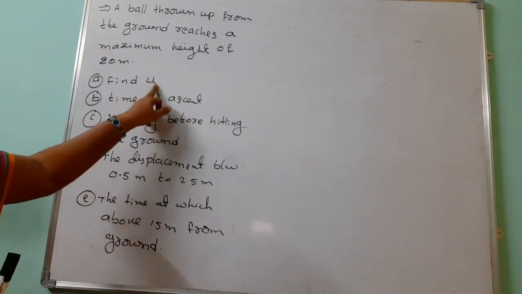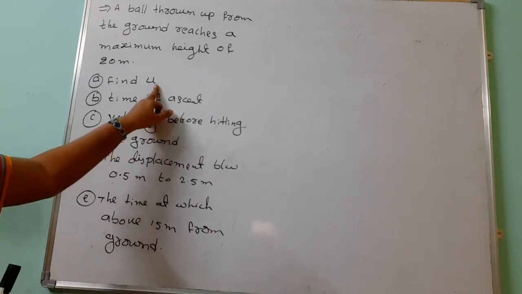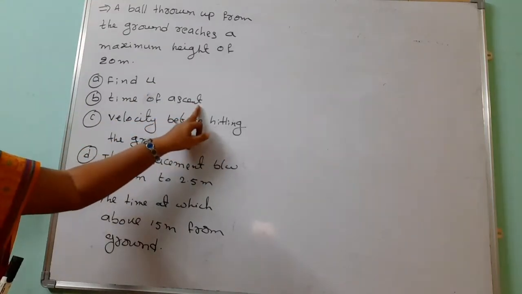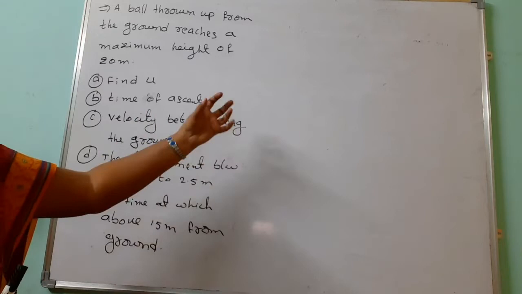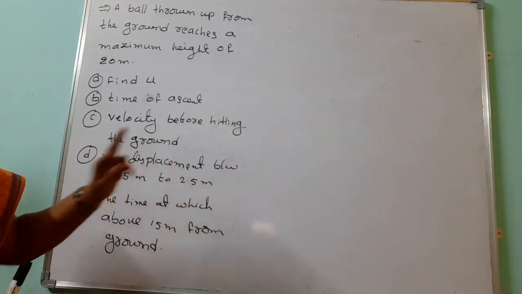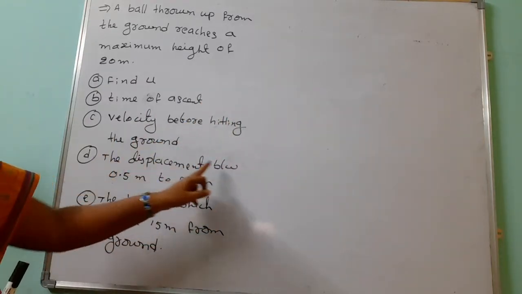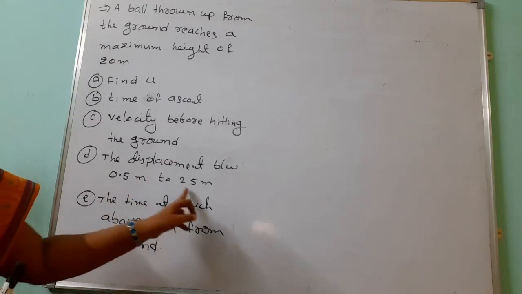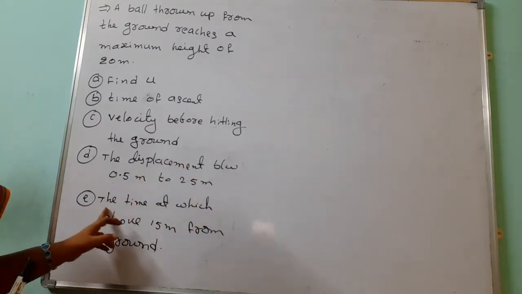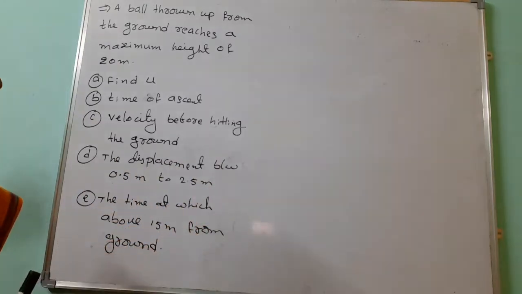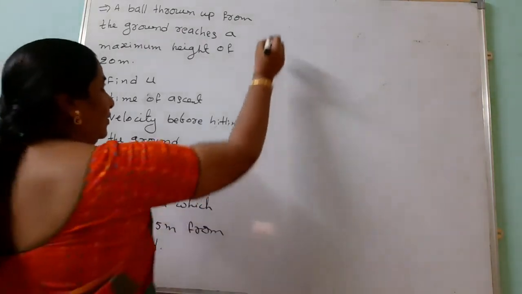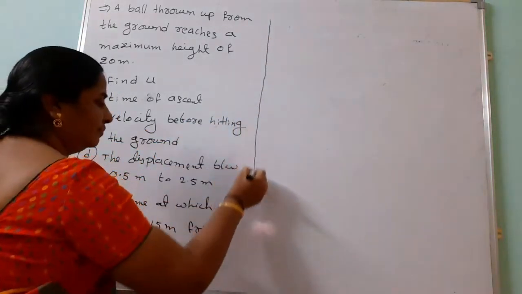First one is find u, meaning initial velocity. Then the second one is the time of descent. Third, with how much velocity it is hitting the ground. Then the fourth one, displacement between 0.5 seconds and 2.5 seconds. Then the next one is the time at which it is above 15 meters from the ground. How to solve this one?